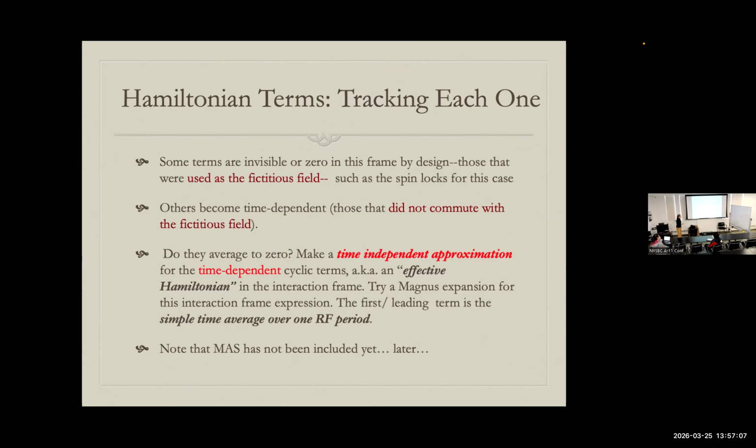The expansion of preference here is a Magnus expansion for this interaction frame expression. The first leading term in it does turn out to be the simple average, like what I've been saying: use your intuition to take the average. So this is an expansion, and the first term in the expansion will be the time average. Now notice that I didn't put the MAS in yet. That's going to come.